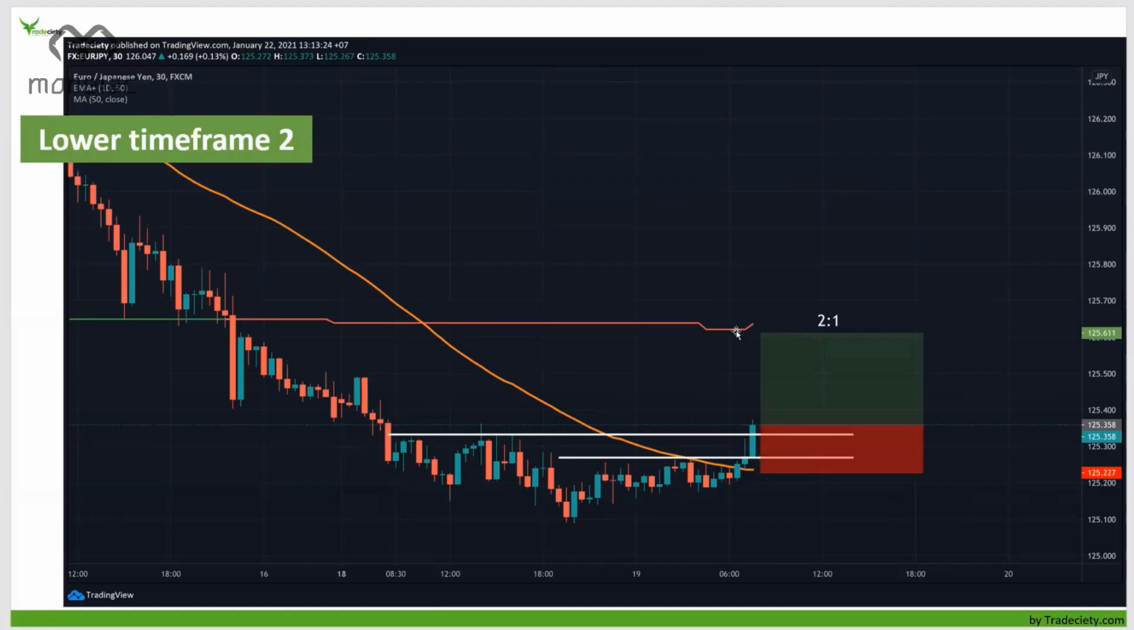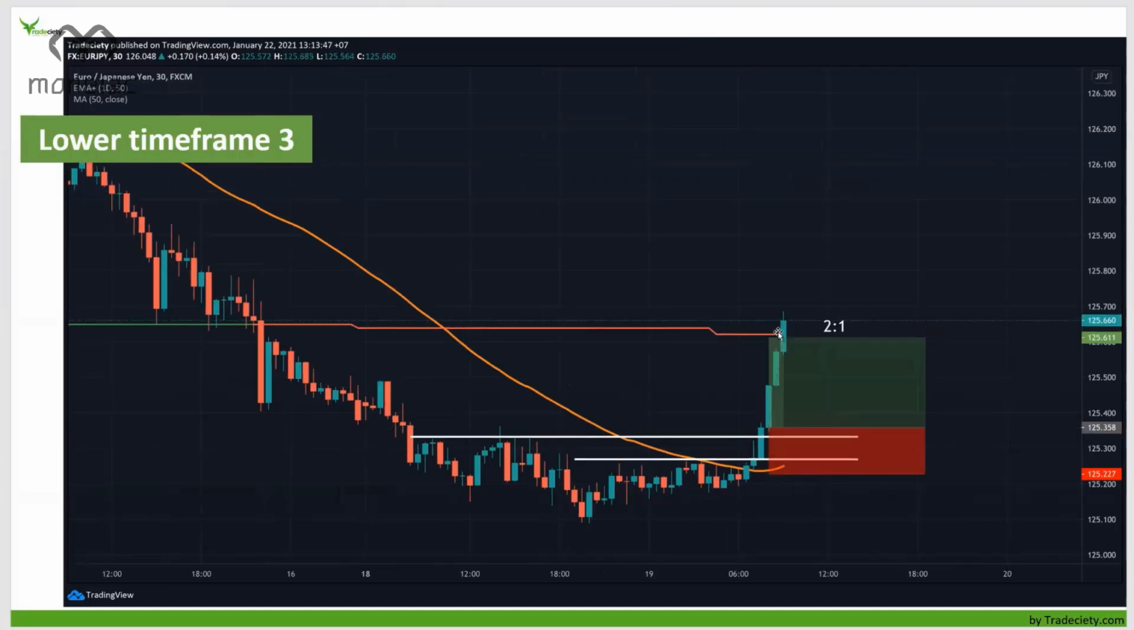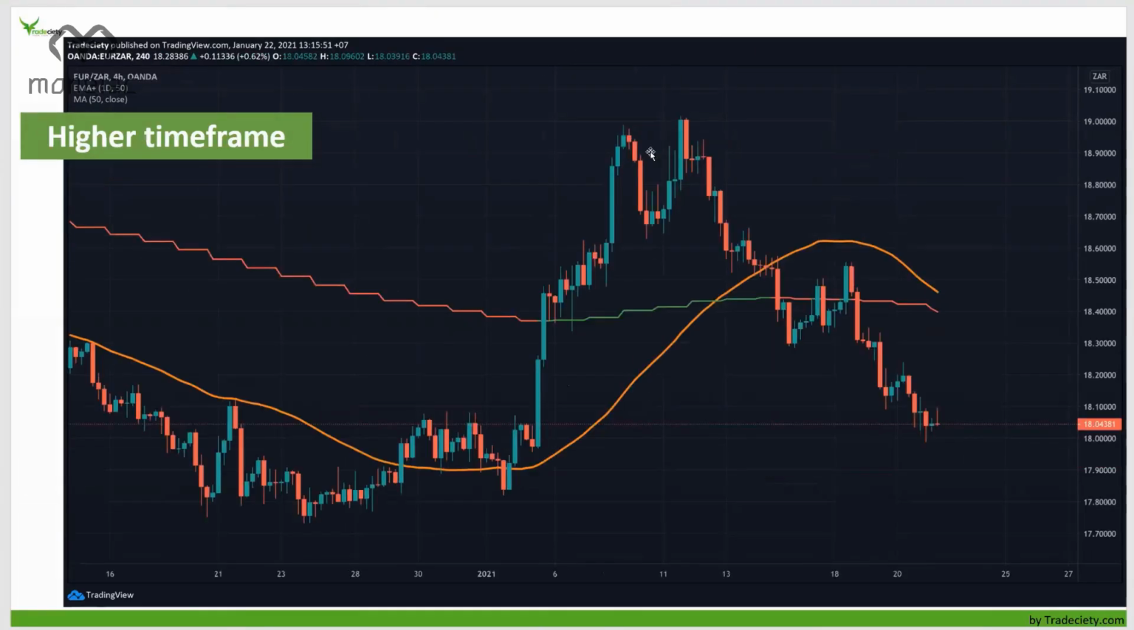Here we use the daily as our 2-to-1. The stop loss is tucked away behind all of those areas, so very safe stop loss placement. And you can see a strong breakout and a strong move into the daily 50, an easy and quick trade. The last example is here.